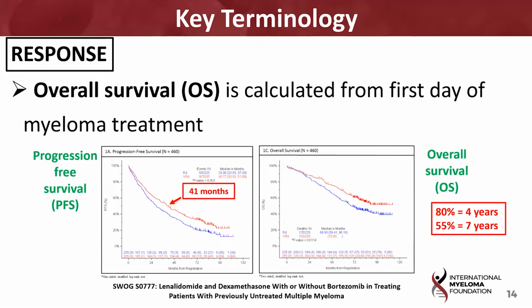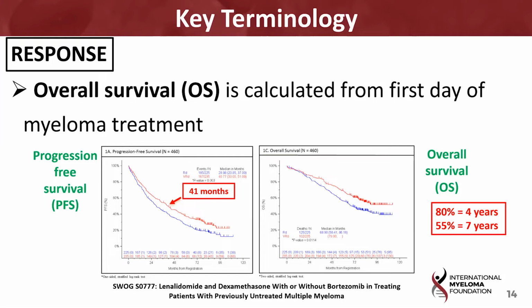What you can see here is that the average in this treatment, which started in 2007, so it's improved now, was a little bit less than 4 years. And you can see the overall survival. With this study that started in 2007, over half the patients were still doing well at 7 years. This gives you some perspective of what to expect.